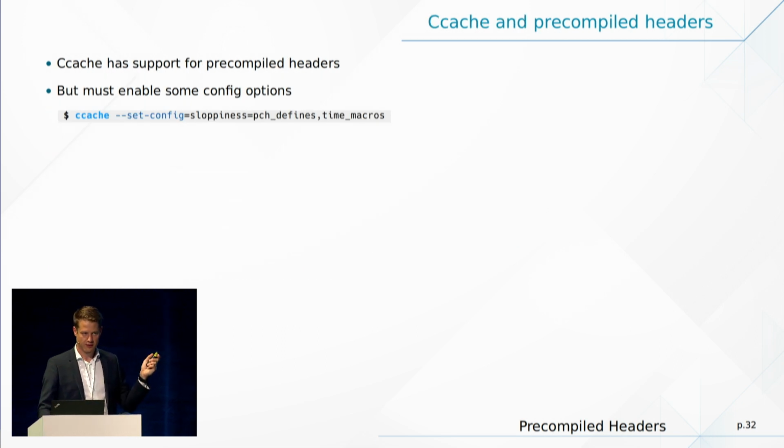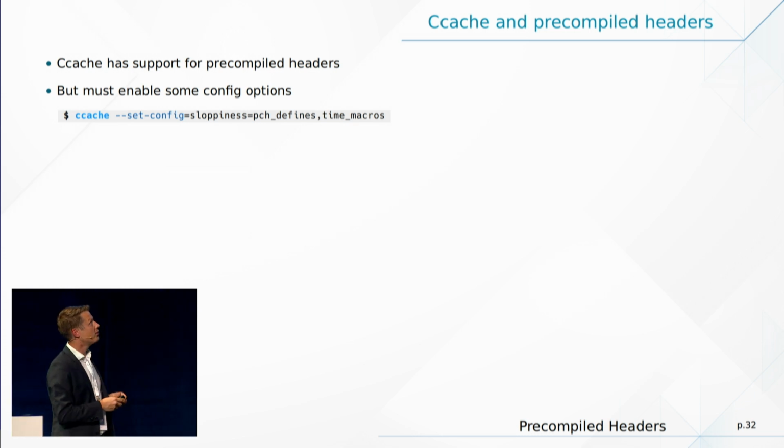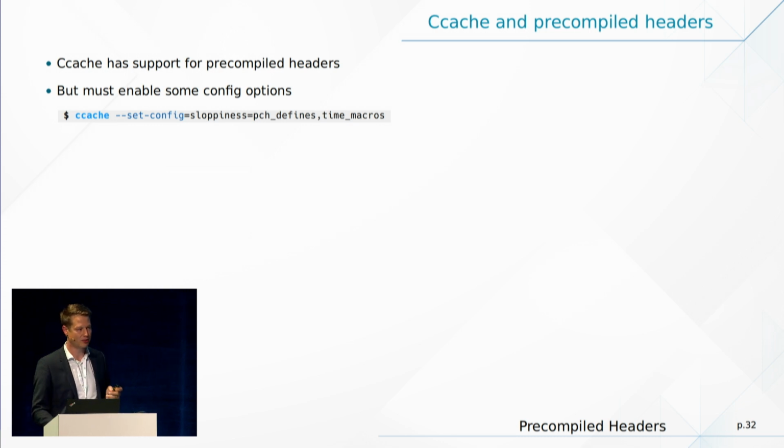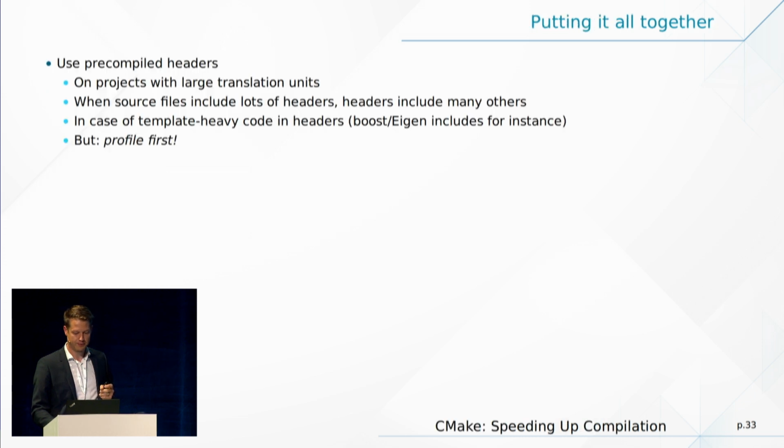Okay. CCache needs extra enablements to be able to take advantage of precompiled headers. For that, you need to set the sloppiness to a certain level. You need to set these two options, pch_defines and time_macros, so CCache will not be confused by precompiled headers. The implementation detail you can look up in the CCache configuration and the CMake documentation page. Not going to discuss that now.